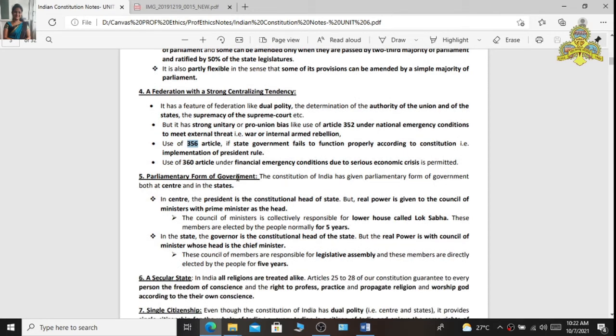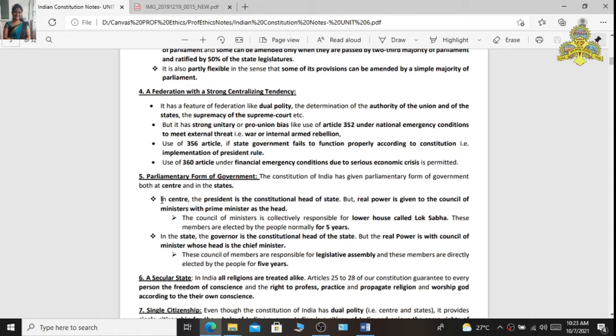Fifth one is the parliamentary form of government. The Constitution of India has given parliamentary form of government, both at the center as well as states. The parliamentary government can be distributed in center as well as state. In center, the president is the constitutional head of the state, but the real powers are vested in the hand of real councils of ministers with the prime minister as the head.